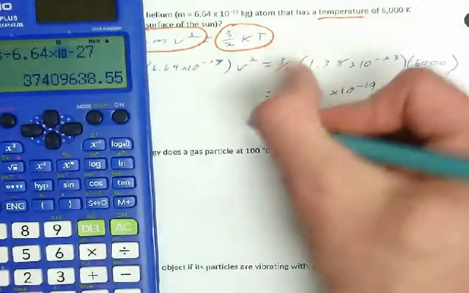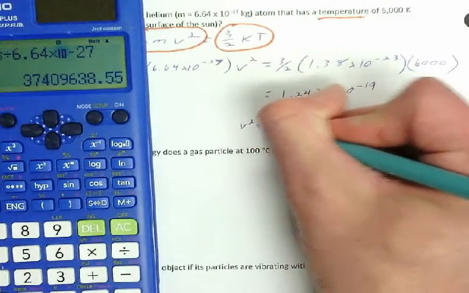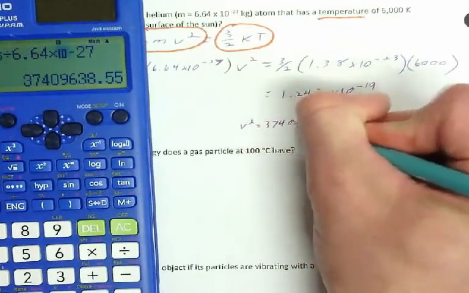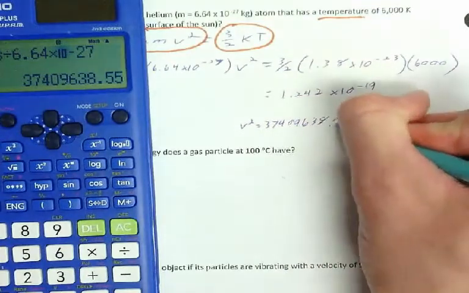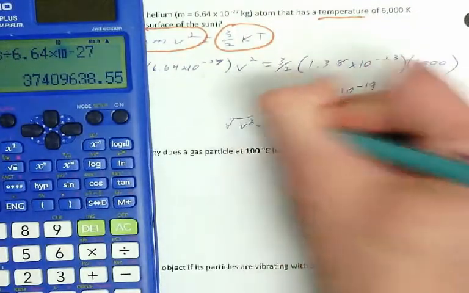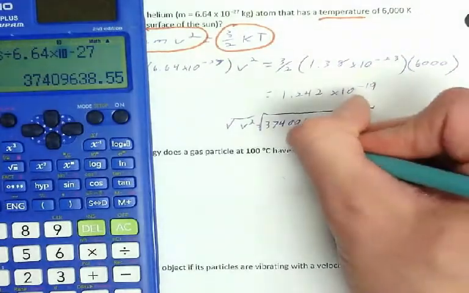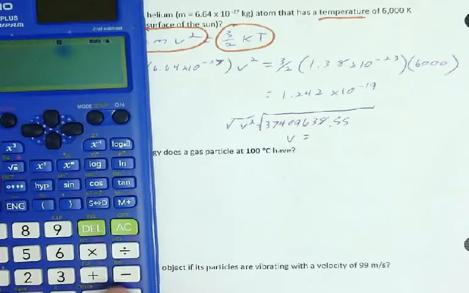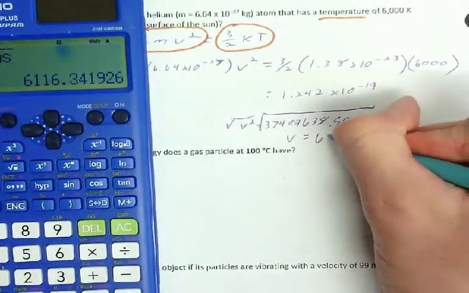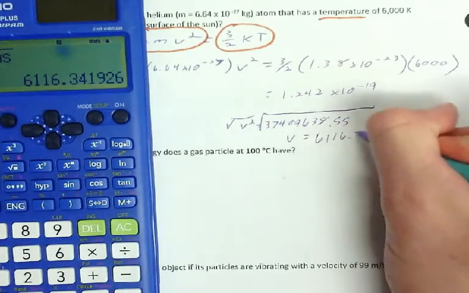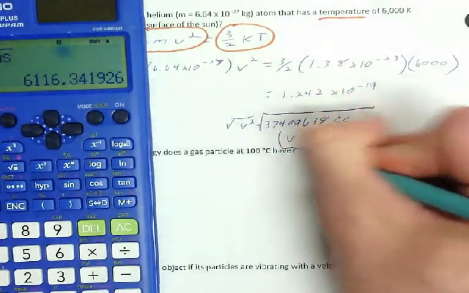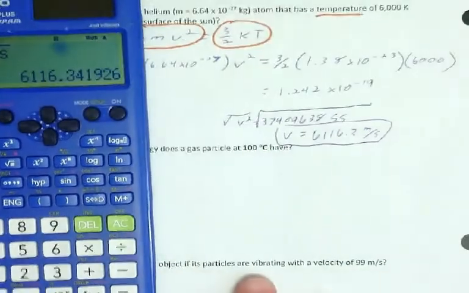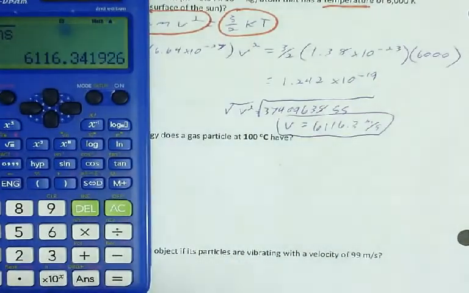And I get this enormous number. V squared equals 374,09638.55. Square root both sides. V equals square root of that. 6,116.3 meters per second. Just pretty fast. But it should be. It's the sun. So, should be pretty fast.